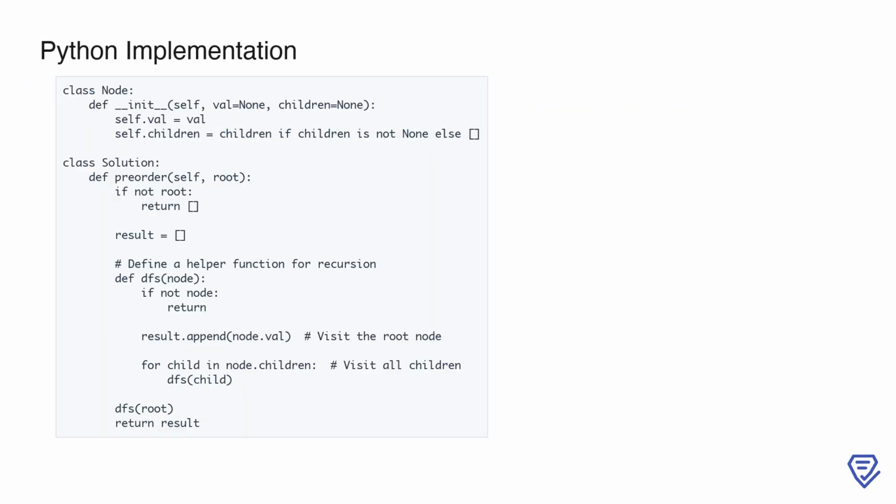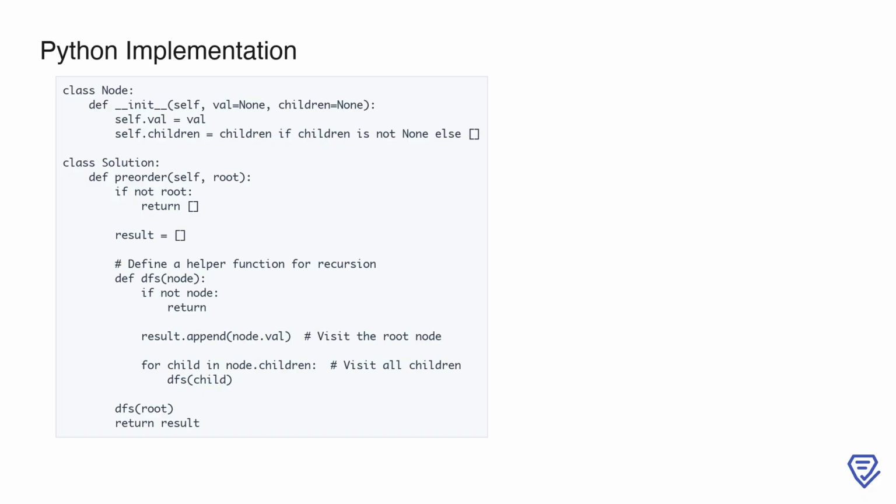This implementation solves the problem of performing a preorder traversal of an N-ary tree. Let's break it down step by step. 1. Node class definition. The node class is defined to represent each tree node. It includes a val attribute for the node's value and a children attribute, which is a list of child nodes. If no children are provided, it defaults to an empty list.